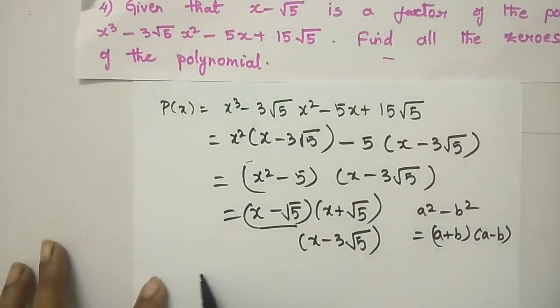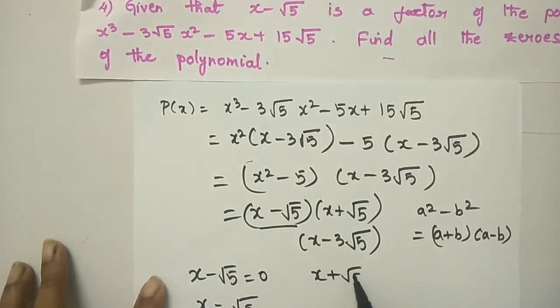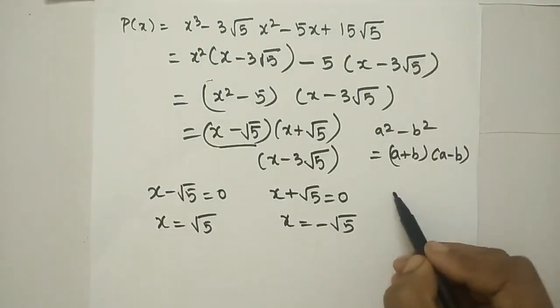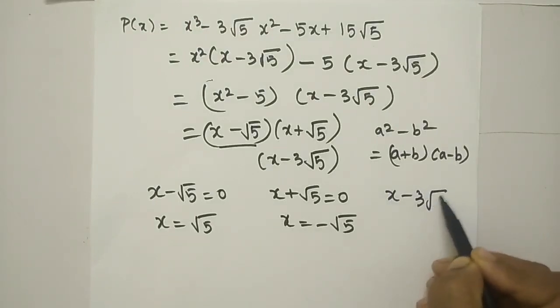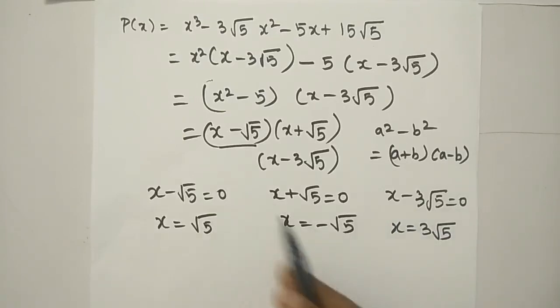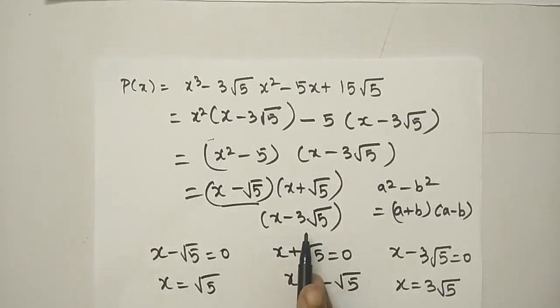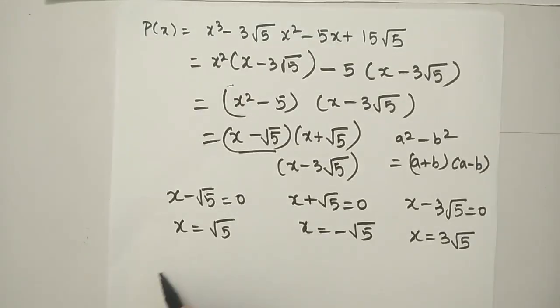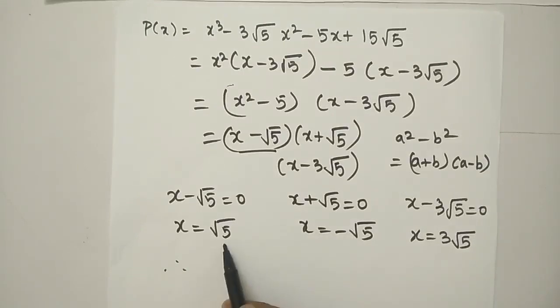So to get the zeros of this polynomial, this x minus square root of 5 is equal to 0. You will get x is equal to square root of 5. This is 1 zero. X plus square root of 5 is equal to 0. So x is equal to minus square root of 5. This is another zero. X minus 3 square root of 5 equal to 0. X is equal to 3 square root of 5. So as it is a cubic polynomial, it is expressed as 3 linear polynomials and we got 3 zeros. Therefore the zeros are square root of 5, minus square root of 5, 3 square root of 5. That's it. Now let us go to fifth problem.